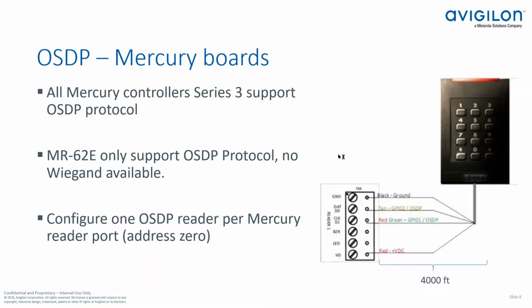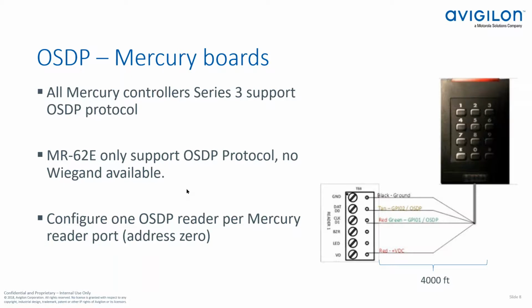So the limitation is this: you can do 4 readers, but they have to be in and out readers. So in essence, 2 doors. So you're still bound to the limitation of 2 doors. You could put 4 readers if you want to do in and out readers. Okay, so that's a limitation on that. So you're not going to be able to put 4 separate readers on an MR62. It has to be 2 doors or in and out readers for that.